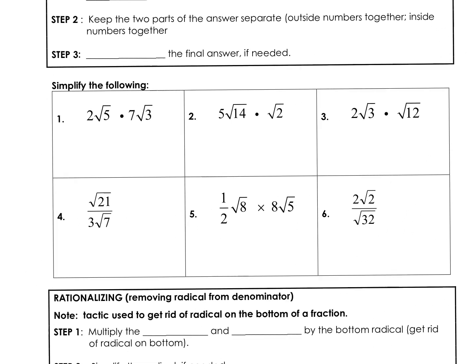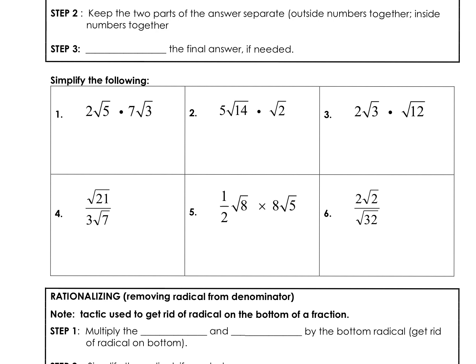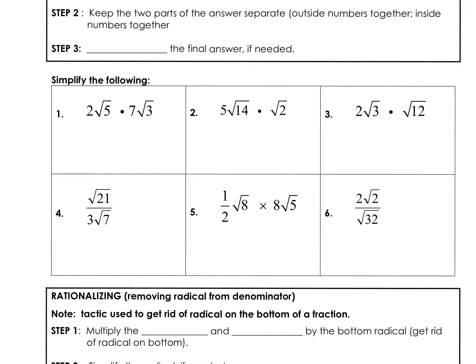Okay. Next, we're going to multiply and divide. It says, note the phrase that pays, inside to inside, outside to outside. Sing it to yourself. It's fine if you don't sing it. What we're going to do here is multiply the outer numbers together and then multiply the inner numbers together. You keep the two parts of the answer separate, the outside numbers together and the inside numbers together. And then simplify the final answer if needed. All right, so let's see what this looks like.